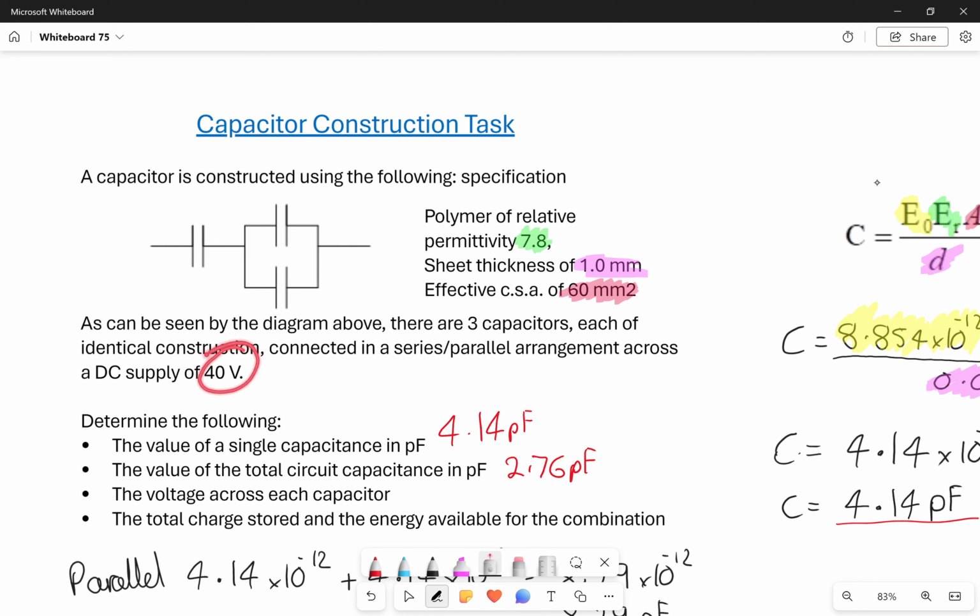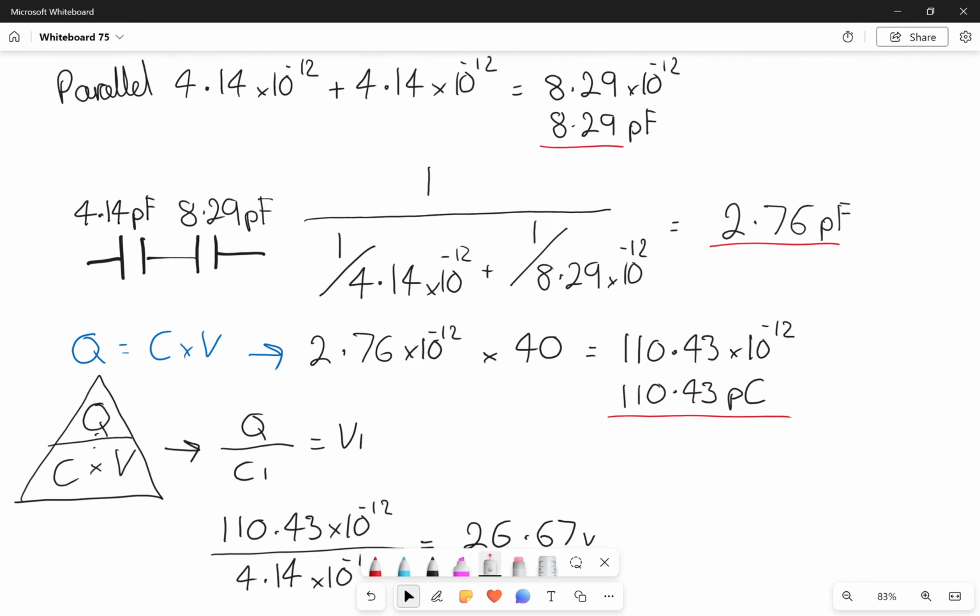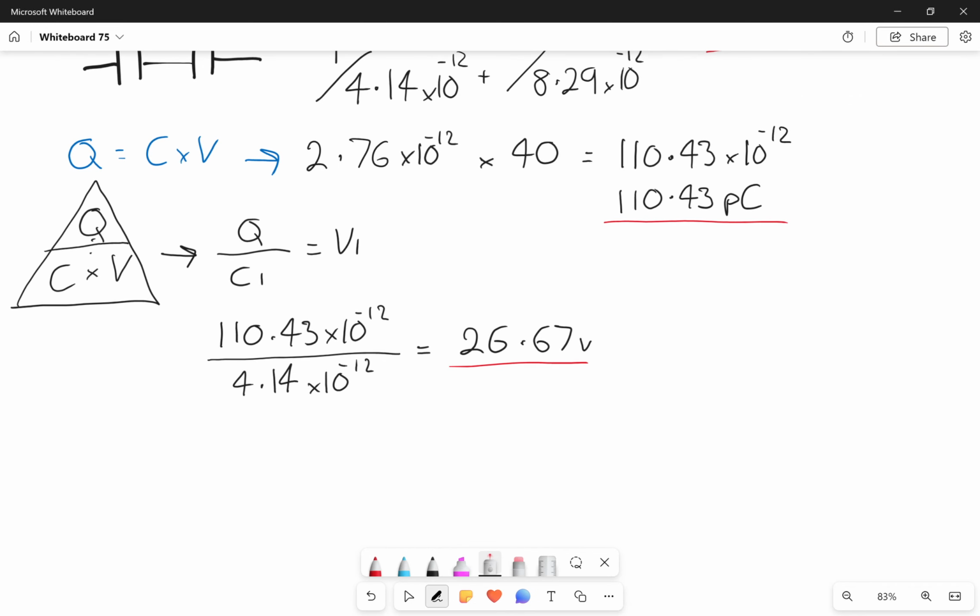Now if we start with 40 volts, and that's across the whole circuit, so between there and there, we're going to use up 26.5. What's left is going to be distributed across those two capacitors. So in terms of the voltage across each capacitor, which is what we need to do now, we just take our total supply and minus the voltage dropped across C1. So it's effectively VT, the voltage total, minus the voltage across C1, so VC1.